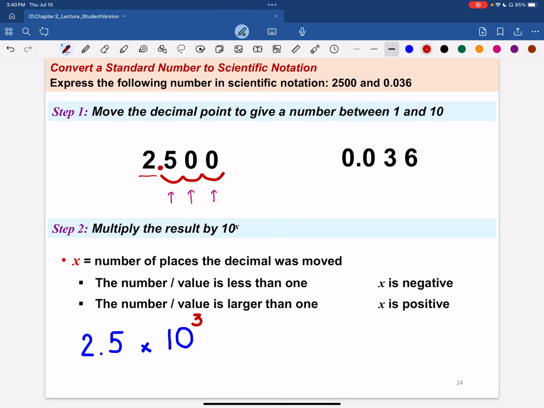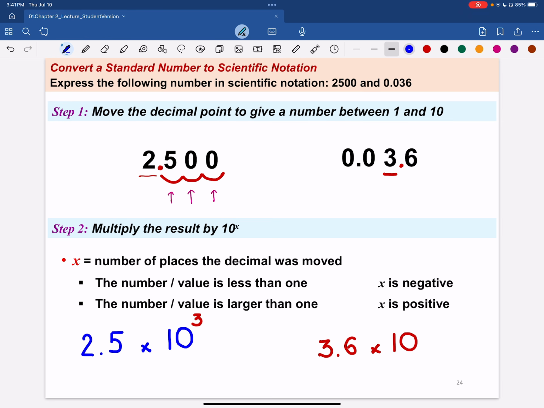Next number, 0.036. Again, we put the decimal point right after the first non-zero digit. The first non-zero digit is 3. Put it down, right? So we have 3.6 times 10.